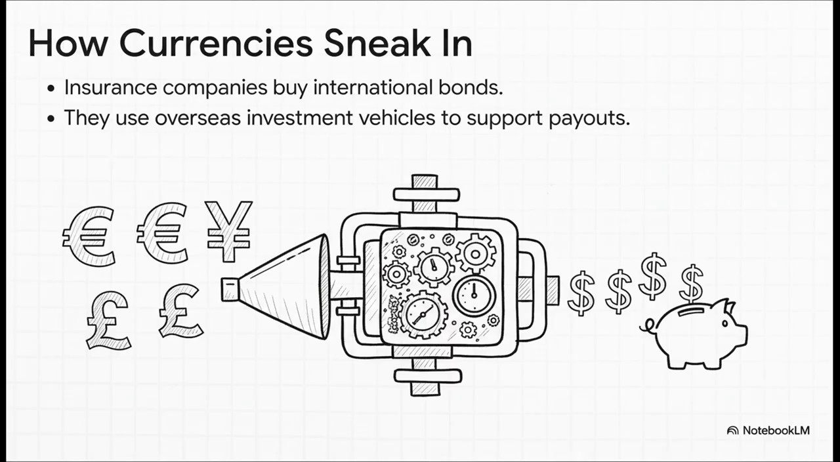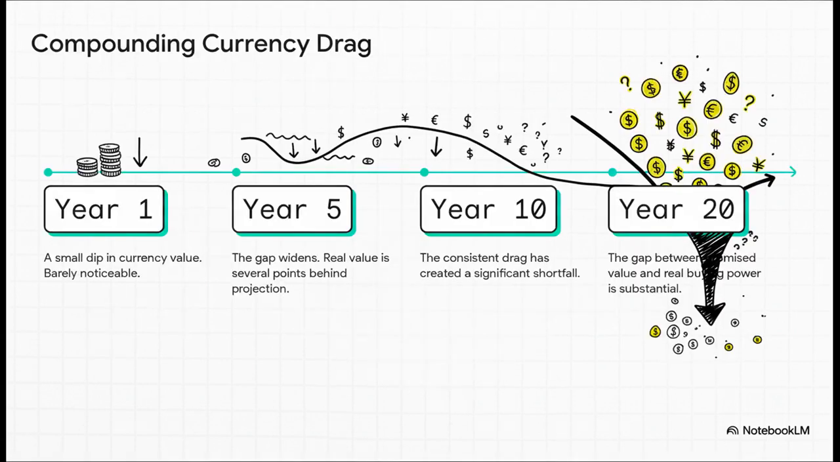Well, here's the thing. The insurance companies often invest in international assets, bonds, other vehicles, to back the payouts they've promised you. So even though you get paid in good old US dollars, the financial engine that's powering that payout might be running on euros or yen or other currencies you don't even know are involved. And this right here, this is where the real danger lies.